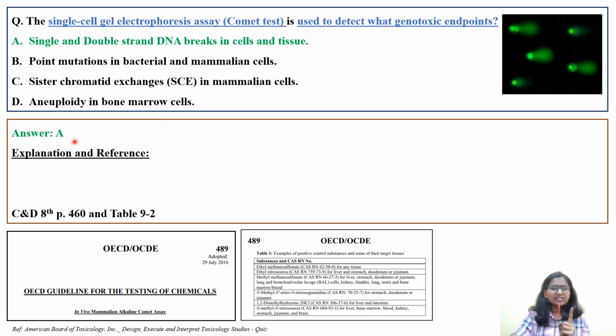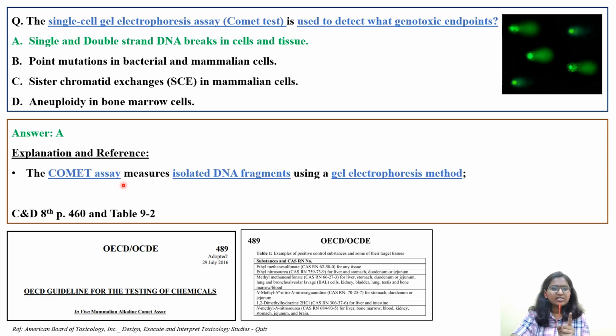The right answer is option A. I forgot to say that the question is from the American Board of Toxicology, from their quiz. The right answer is single and double strand DNA breaks in cells and tissue. So the Comet assay is used to identify this type of damage.